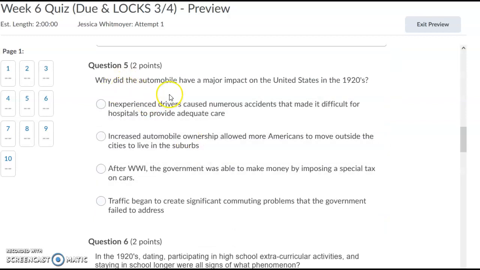Question 5. Why did the automobile have a major impact on the United States in the 1920s? Inexperienced drivers caused numerous accidents that made it difficult for hospitals to provide adequate care. Increased automobile ownership allowed more Americans to move outside the cities to live in the suburbs. After World War I, the government was able to make money by imposing a special tax on cars. Traffic began to create significant commuting problems that the government failed to address.